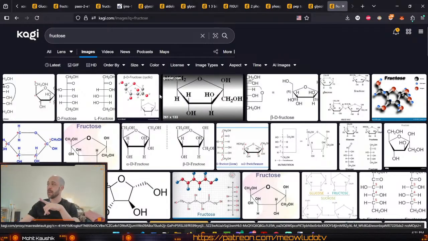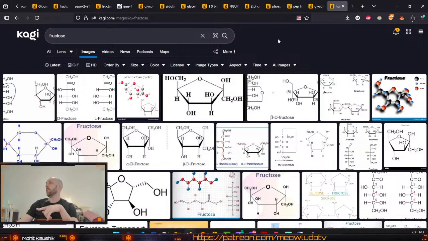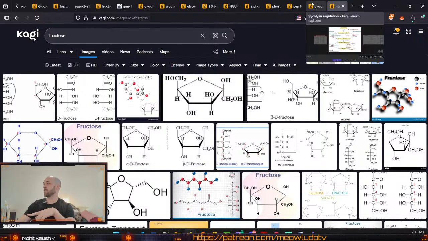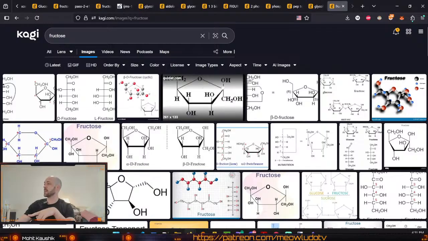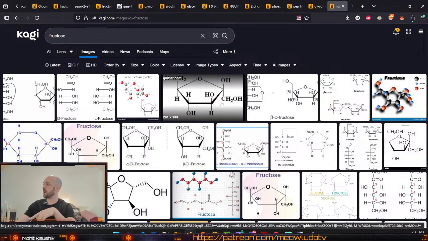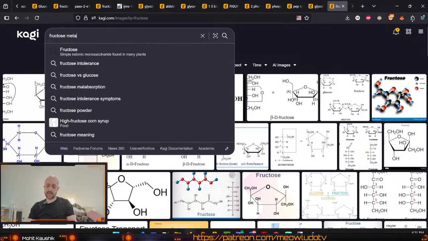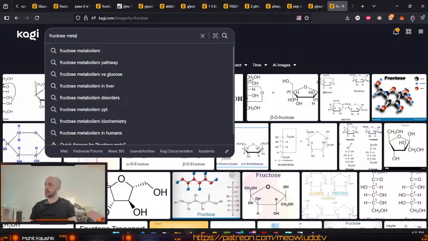What does this look like? It looks like fructose 6-phosphate, right? It looks kind of like that. It's got that 5-membered ring. So they've got, wait, 1, 2, 3, 4, 5. It's got 5. It's got one less glucose. Okay, let's have a look at how it's metabolized.